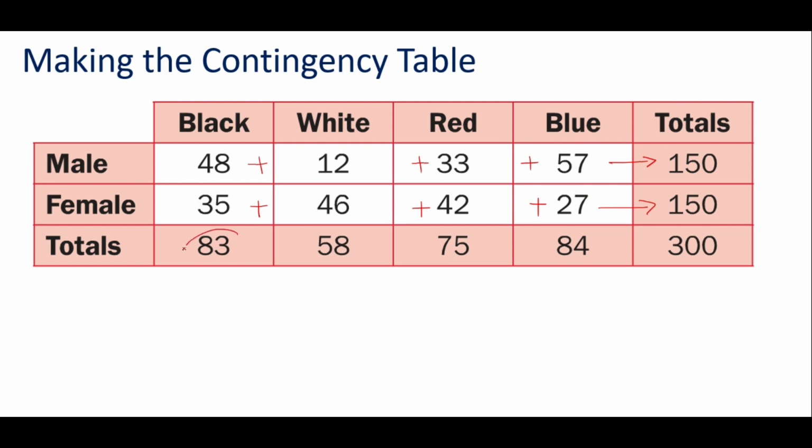At the same time, these cells give you the column total, which is the sum of 48 plus 35, giving you 83. Here you have 12 plus 46 giving you 58, 33 plus 42 giving you 75, and 57 plus 27 giving you 84. So this is how a contingency table will look.